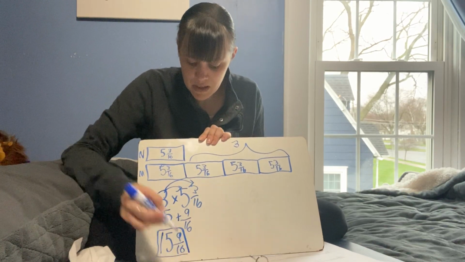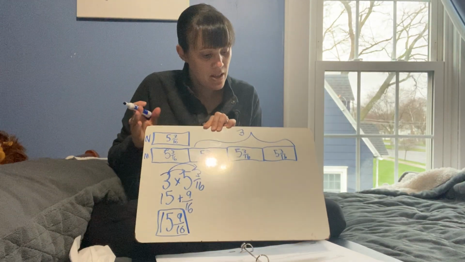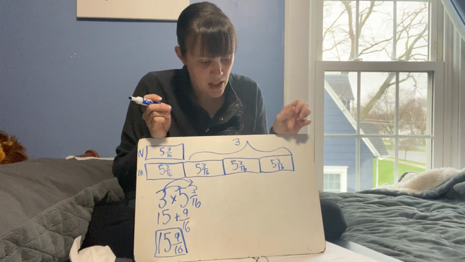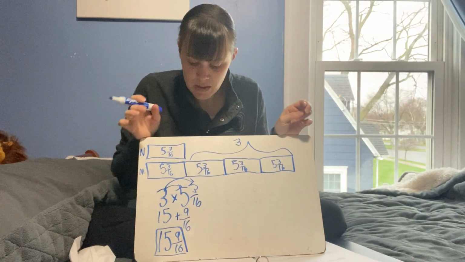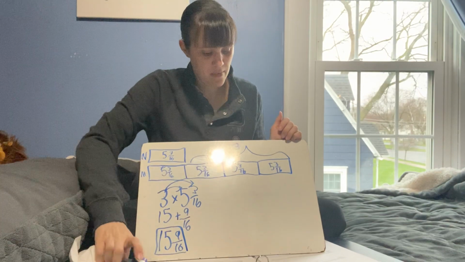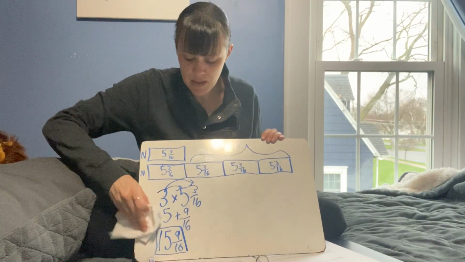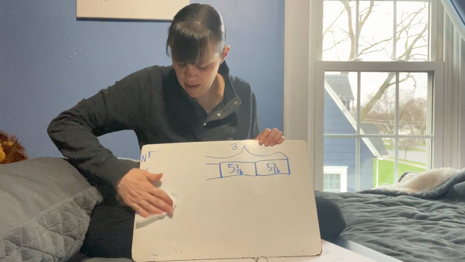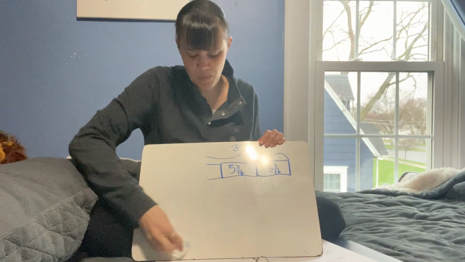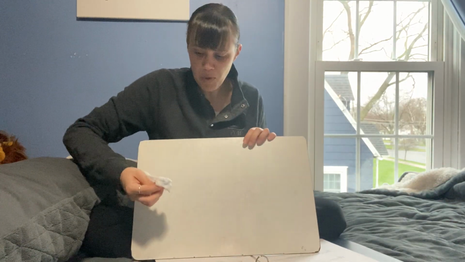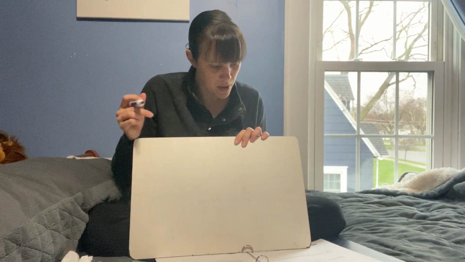That was a good one. So your answer statement should be: Natasha's was 15 9/16 shorter than Maya's. Good one. In class, I probably would have put you in groups and assigned each of you one or two problems, and then we would have put them up on the board. That was a really good one.